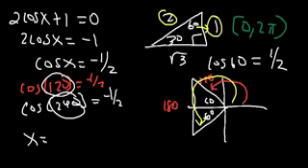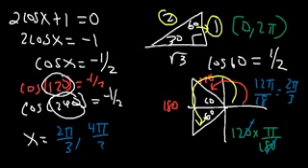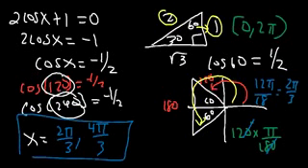You have to convert 120 to radians. So you can do 120 times pi over 180. Cancel the zeros. So that's 12 pi over 18. If you divide top and bottom by 6, you get 2 pi over 3. So 120 is the same as 2 pi over 3. 240, which is twice 120, is the same as 4 pi over 3. So that's the answer for this problem.